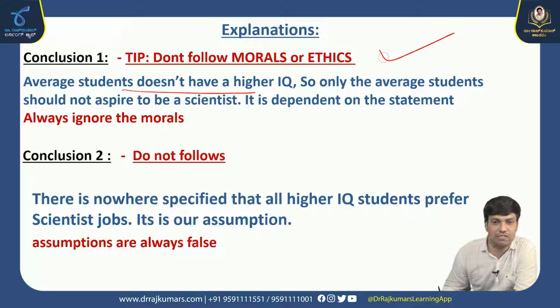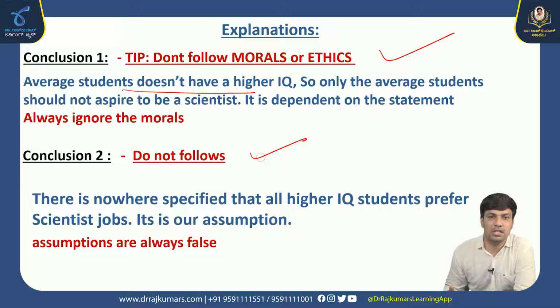Coming to conclusion 2, conclusion 2 does not follow. It is nowhere specified that all higher IQ students prefer a scientist job. It is our assumption, and as we know, our assumption is always invalid. Here again, assumptions do not follow. So conclusion 2 does not follow. In the next session, we shall discuss some more important topics. Keep playing around.